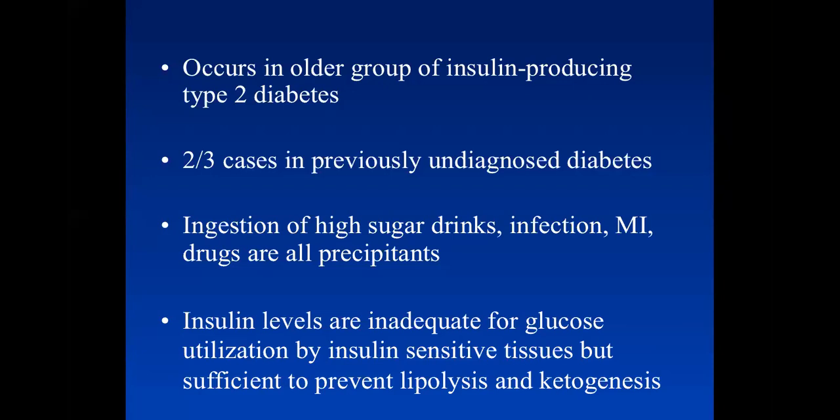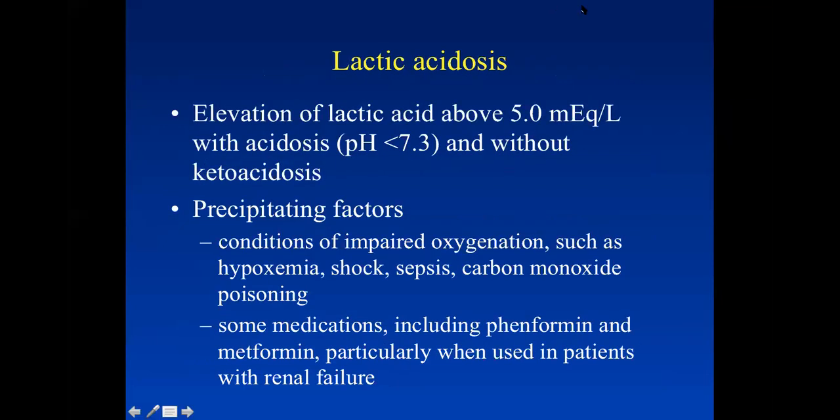So they develop hyperglycemia. But they have a sufficient amount of insulin to prevent lipolysis and ketogenesis. So that is why they don't develop ketonemia or ketonuria. They don't have ketoacidosis. Okay, so they have enough insulin. They don't have enough insulin to maintain the glucose level, but have just enough insulin to prevent lipolysis and ketogenesis. Okay.